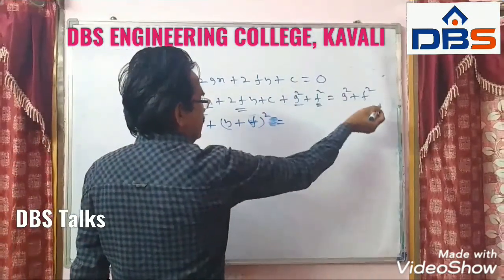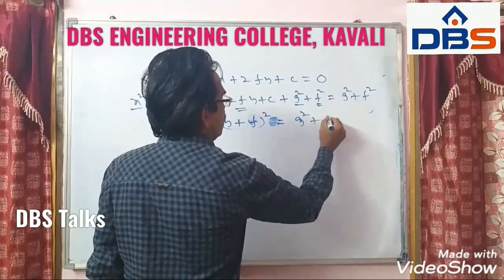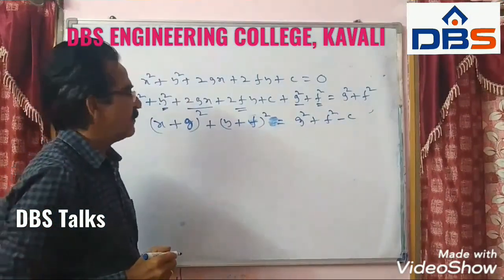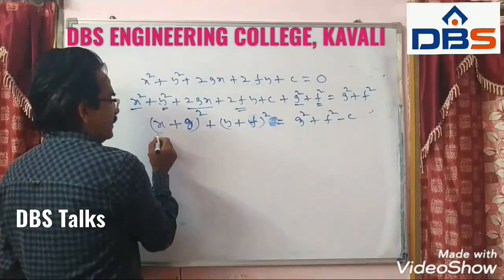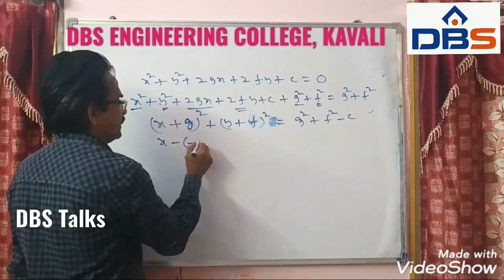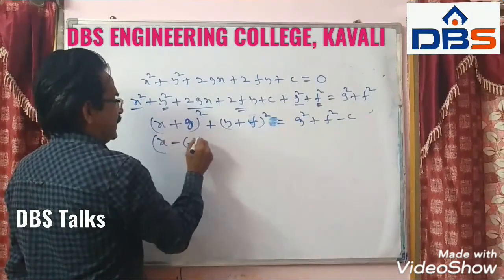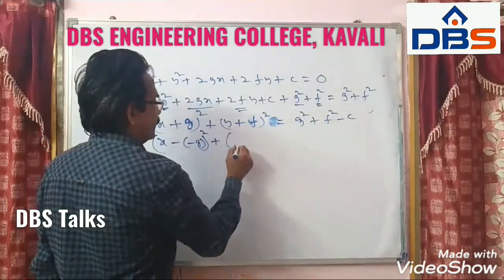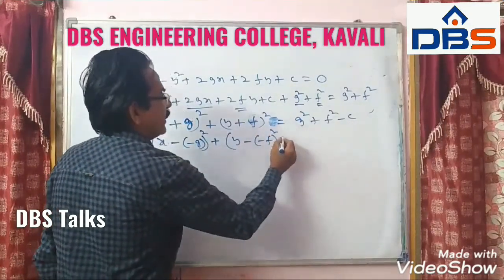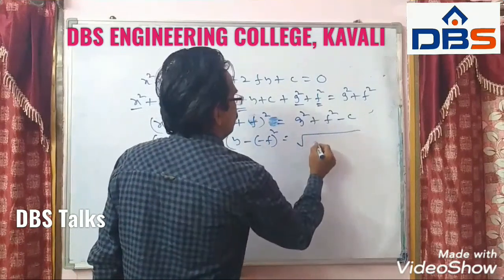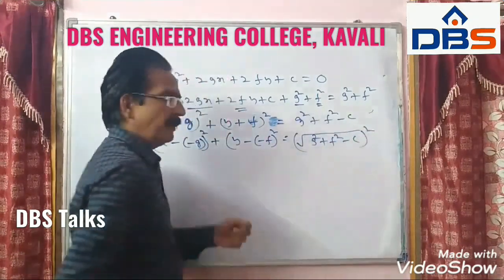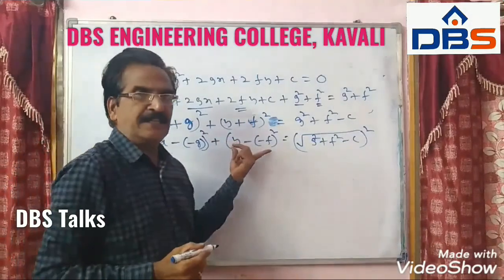See friends, this c goes to that side, so g square plus f square minus c. So friends, see, this again can be written like this: x minus of minus g whole square plus y minus of minus f whole square is equal to root of g square plus f square minus c whole square. Right friends?